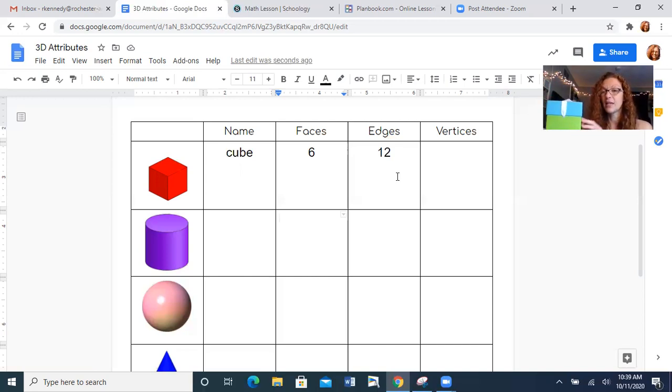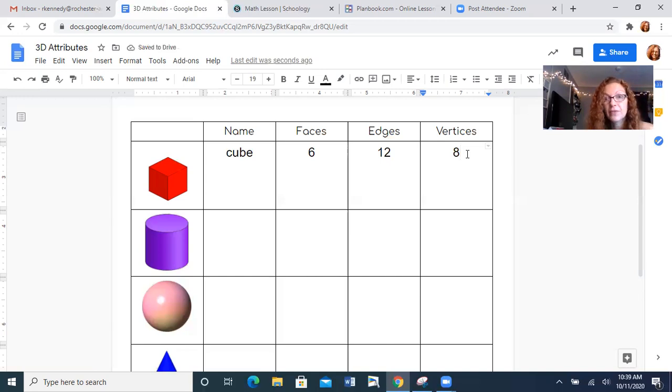Now the vertice isn't just the point. It's where at least 3 of the faces meet. So here's a vertice because we have 1, 2, 3 faces. So let's count our vertices. 1, 2, 3, 4, 5, 6, 7, 8. This cube has 8 vertices.